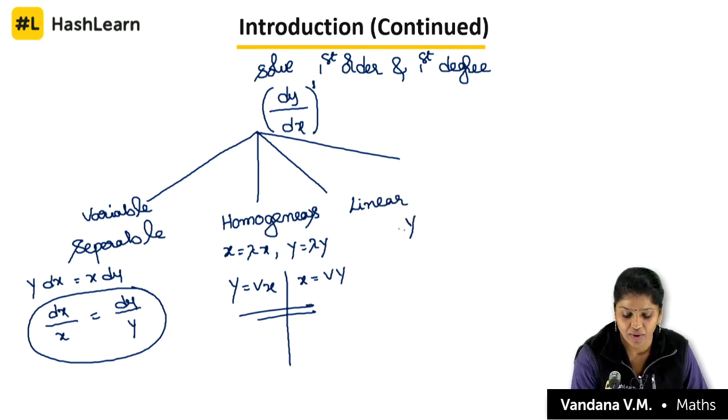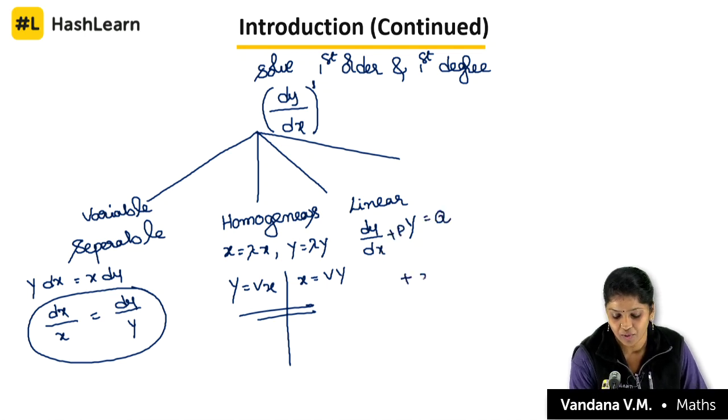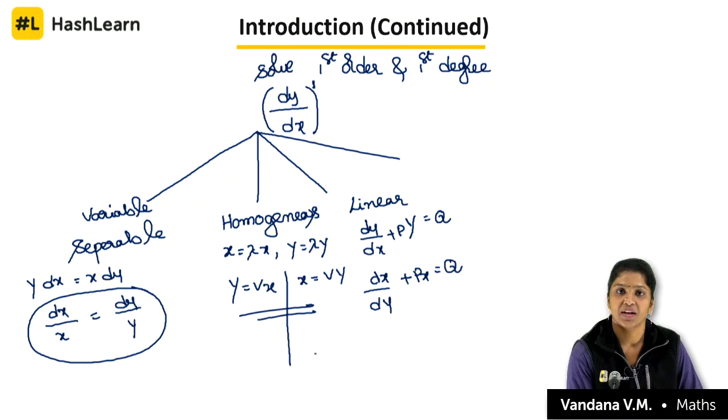Next one is the linear differential equation. If you have only one y, it must be in the form of dy by dx plus py is equal to q. If you have only one x, it must be in the form of dx by dy plus px is equal to q. Here also two methods are there.